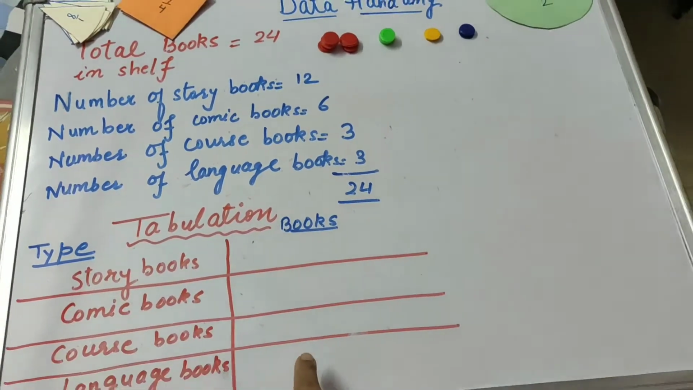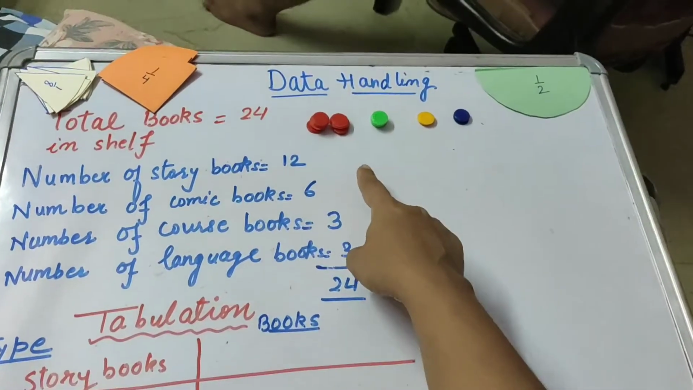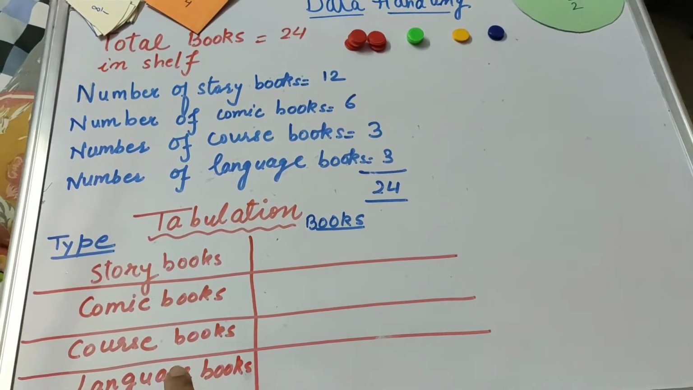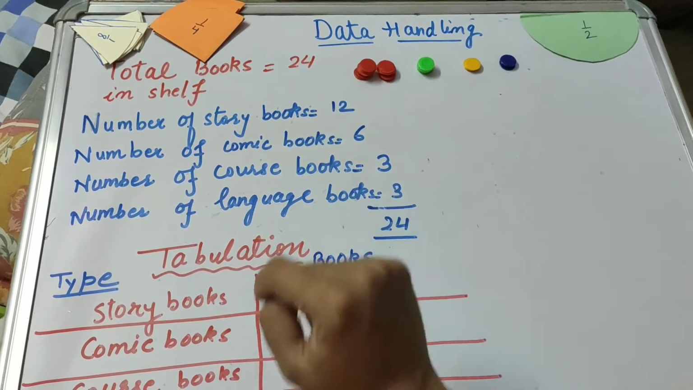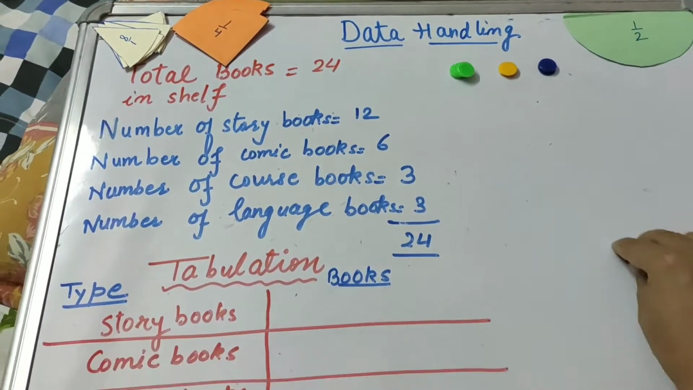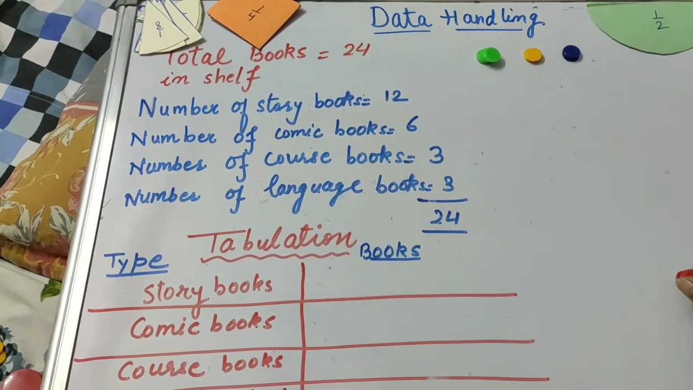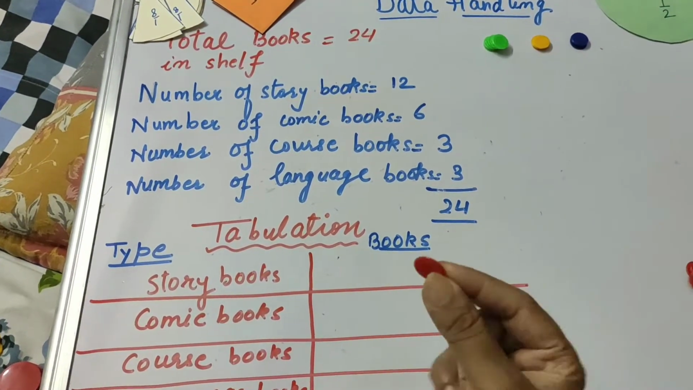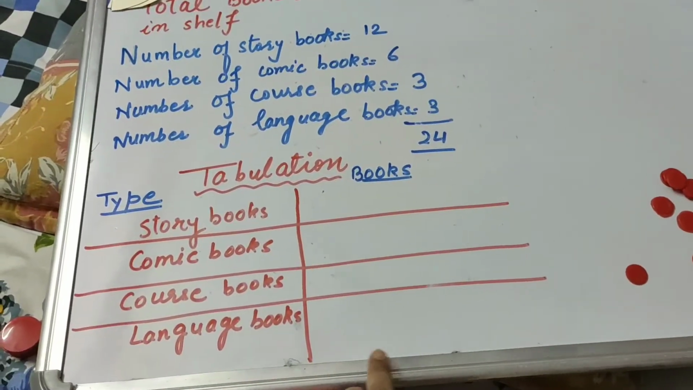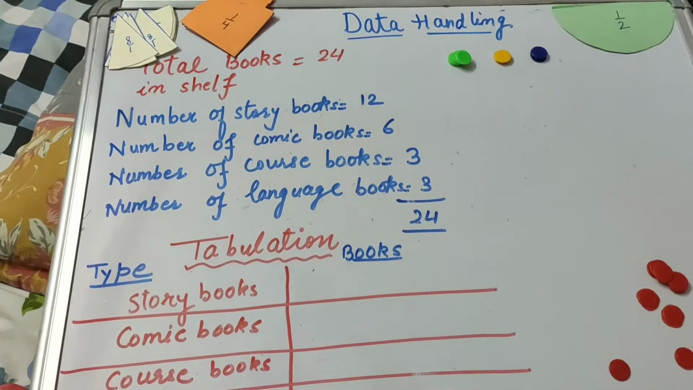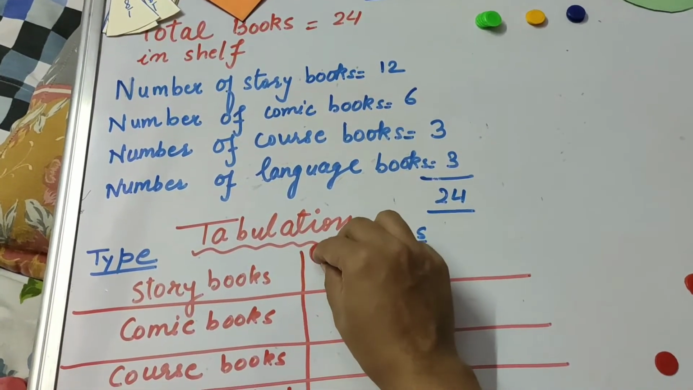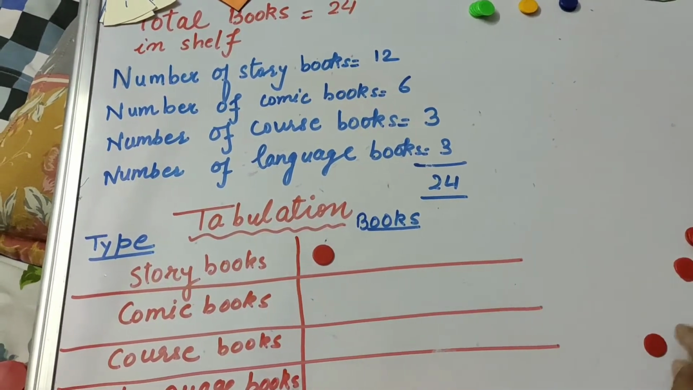Now what we'll do is we will assign, using these counter coins, each color coin to each type of book. So how many story books do we have? It is 12. So I'll pick my red coins and I can assign one coin for one book, or you can do 2 red coins for one book, but you have to give the condition at the bottom of the table. So for storybooks I am using red color coins. How many storybooks do I have? 12. So I'll start putting here 12 red coins.